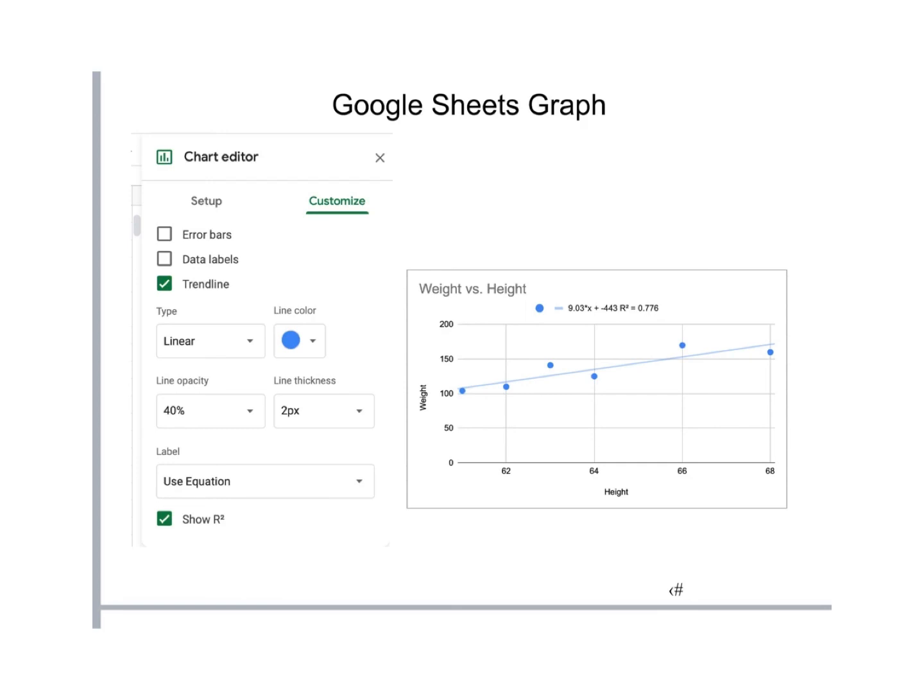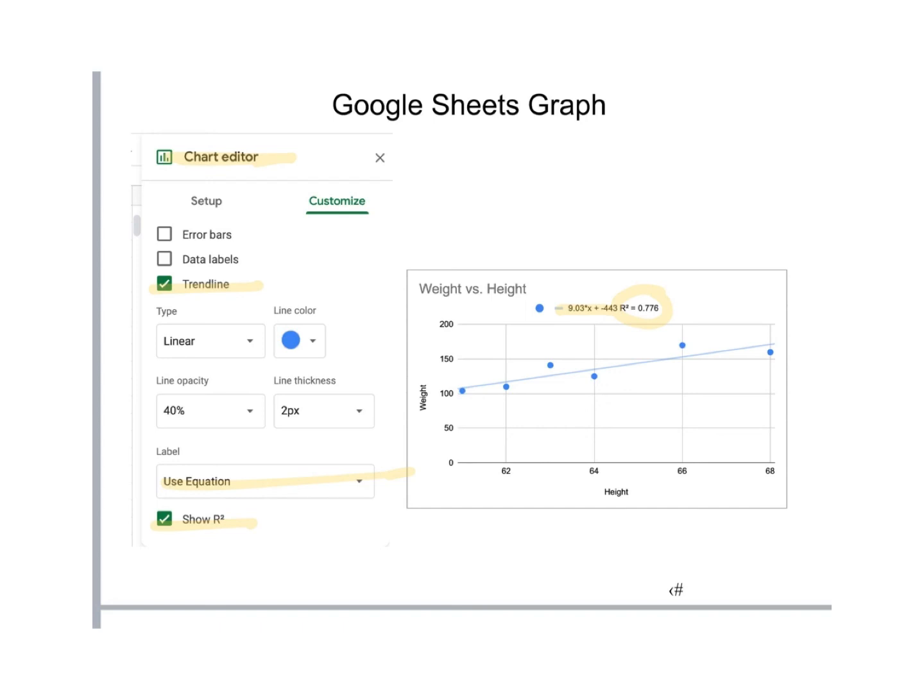So if you follow the directions, your graph should look just like mine. And on the left side here in this chart editor, I just screenshotted what yours should look like when you hit trend line. You should have use equation in there, and you should have show R squared checked as well. So the equation will pull up here. We'll talk about that later. And then we have show R squared that shows up right here.